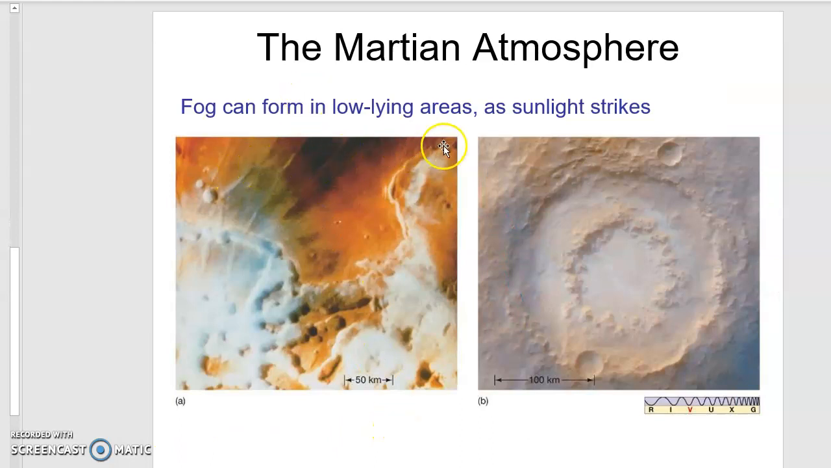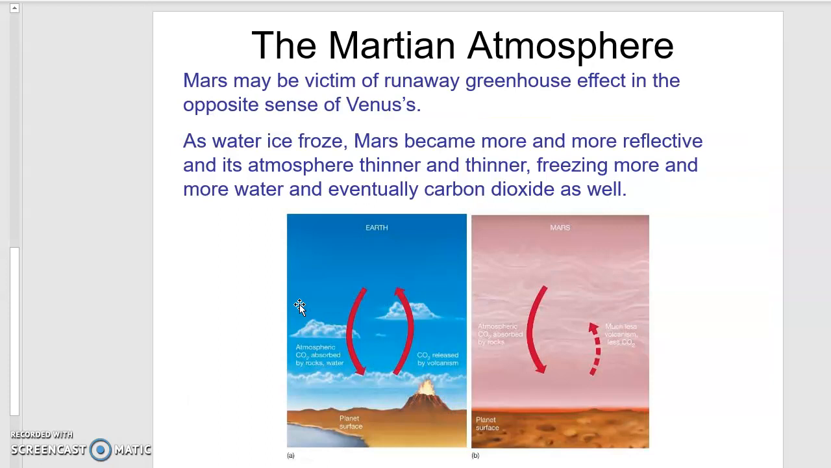Fog can form in low-lying areas as sunlight strikes. This fog here is probably carbon dioxide, because that can form that. Mars, everything is a victim of greenhouse gases, but this has it in the opposite sense. This makes me think sometimes that maybe the greenhouse effect on planets may be a natural thing. We had the greenhouse effect on Venus. There was never any industry there. We have the greenhouse effect on Mars. Never any industry there. We have the greenhouse effect we worry about here. I don't know if it makes any difference.